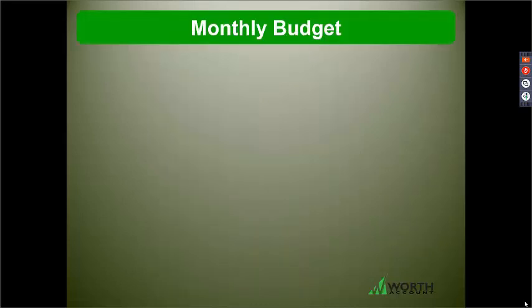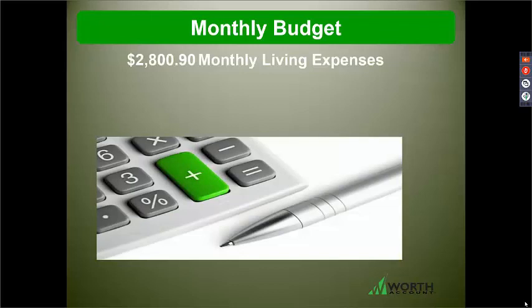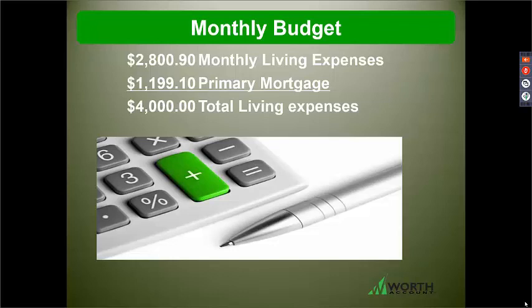And let's go through a budget of John or Rebecca Jones. This is their monthly living expense budget, $2,800.90. And their primary mortgage is that same mortgage, $1199.10, for a total of $4,000. So whenever we talk about $4,000 in living expenses, it's a combination of those two numbers.